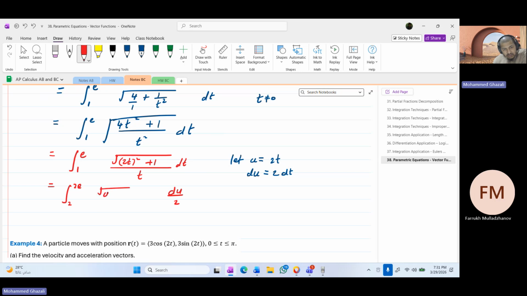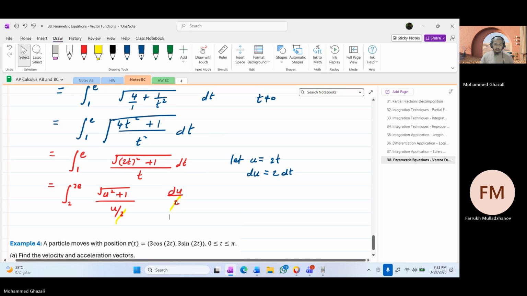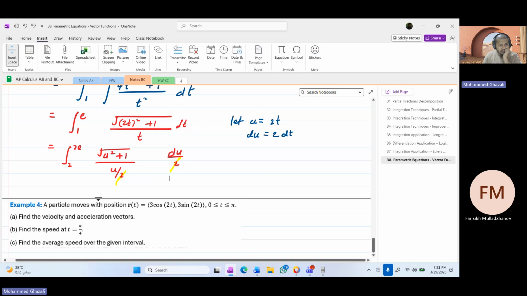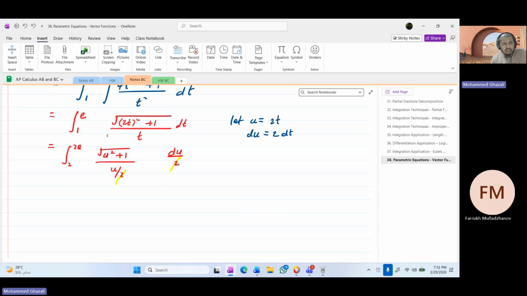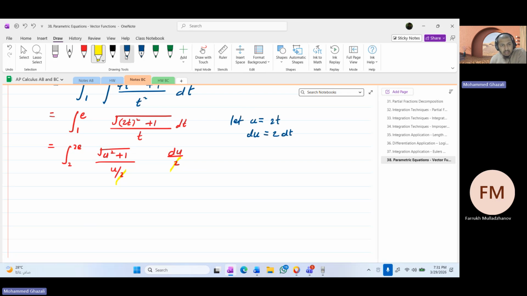And that is basically the square root of u squared plus 1. And what is t? u over 2. So with u over 2, this 2 and that 2 can cancel out, right? Because it becomes 2 over u, and those 2s will cancel out. And now you're basically evaluating this integral here. It's one of the square root forms, okay? And which square root form is it? It's the square root form with a tan theta.